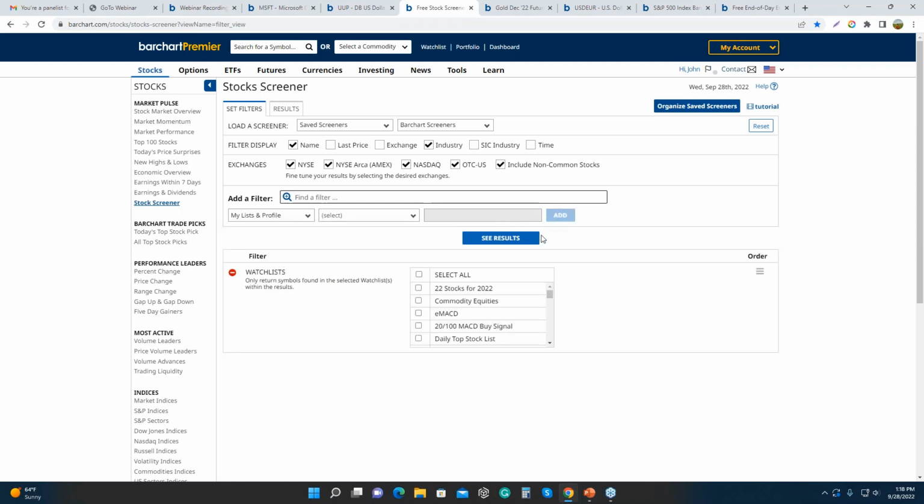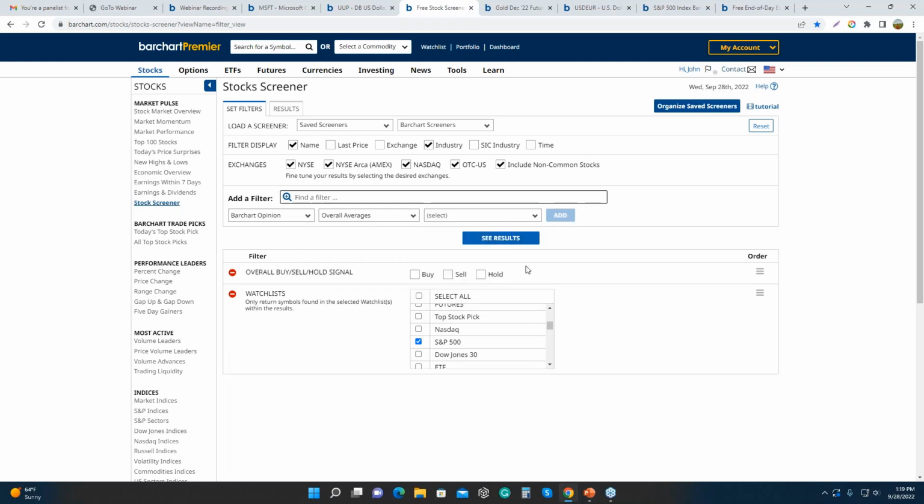Now, you could do any watch list you want. I'm just going to do a big basket here. Let's do the S&P. And then I'm going to go into Barchart opinion and look at the overall. The first thing I'm going to do is look for a buy signal. Again, I want to just see an overall buy.